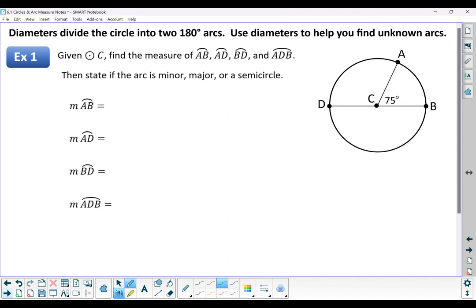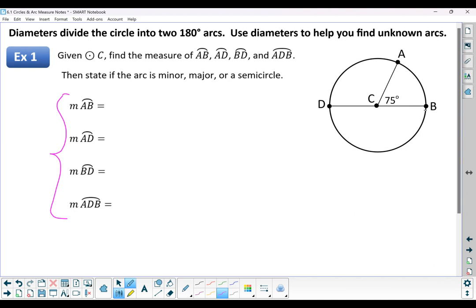All right, so here's our first diagram. In this diagram, one of the things we're going to be focusing on is the diameter that we have there. Diameters divide circles into two 180-degree arcs, and we can use diameters to help us as we're solving problems with circles. So we've got a list of arcs over here to find. Oftentimes with a circle, the best thing to do is to write a few things down on your diagram and then go answer the questions.